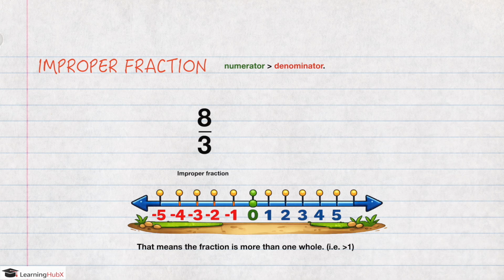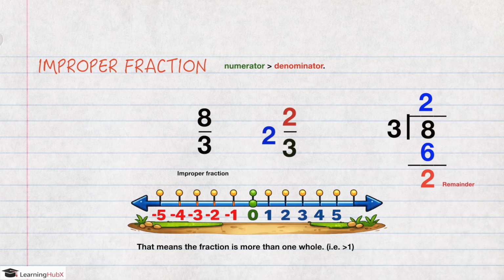Let's look at 8 over 3. 8 over 3 means 8 divided by 3. Here is how we do it. 3 times 2 is 6. 8 minus 6 is 2. 2 is called the remainder. The improper fraction becomes 2 and 2/3. It is called a mixed number. And this is how we convert an improper fraction into a mixed number.